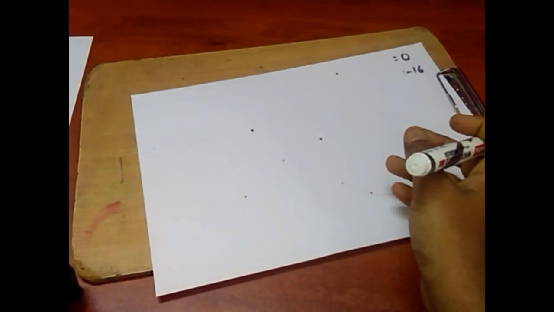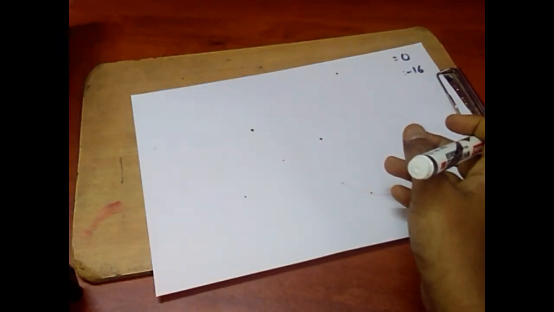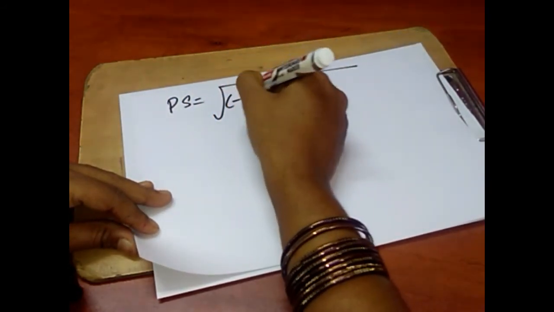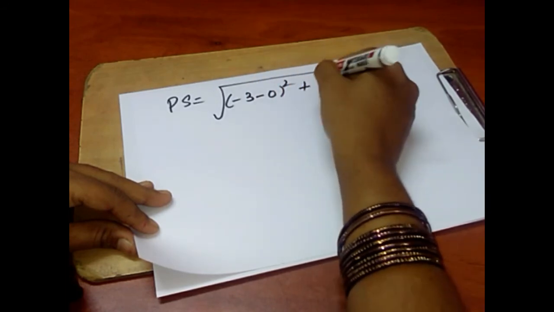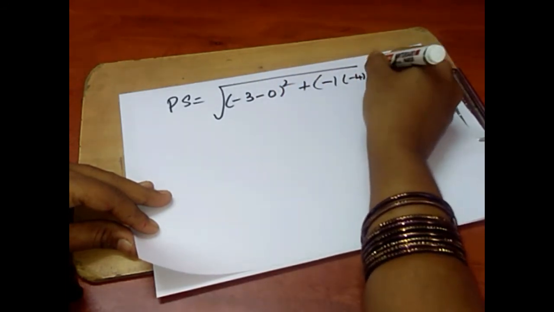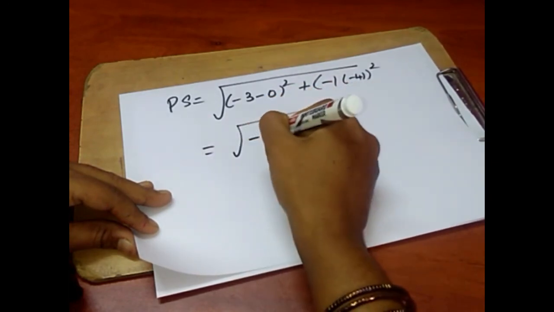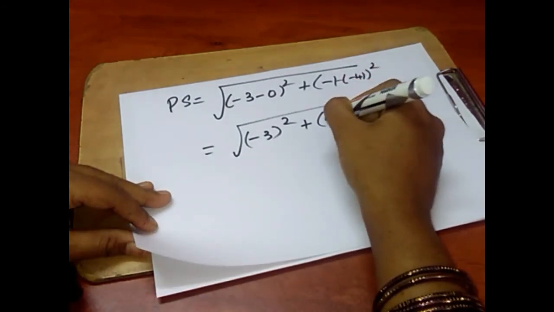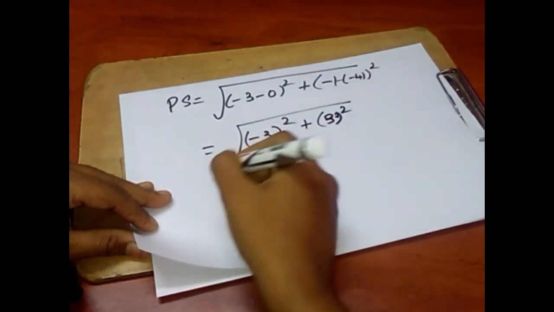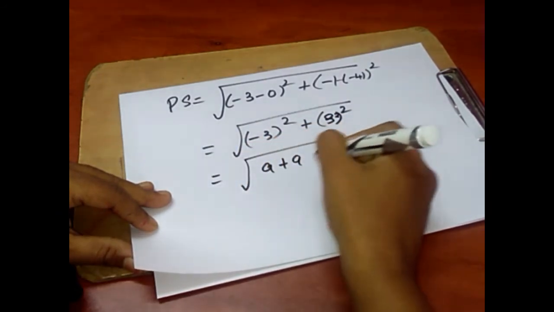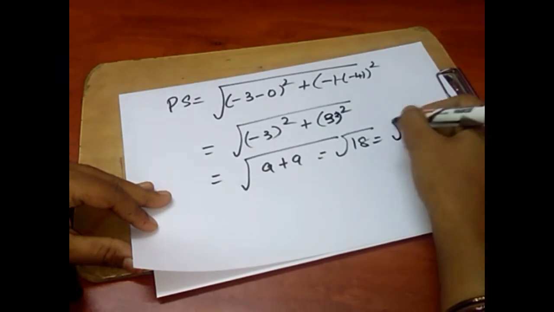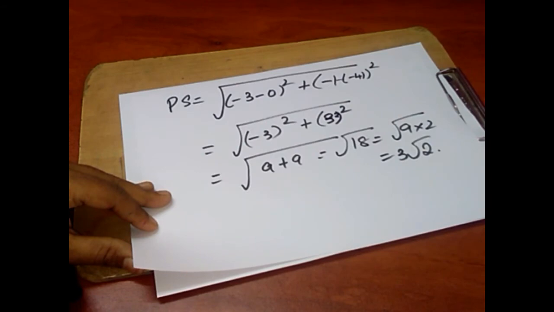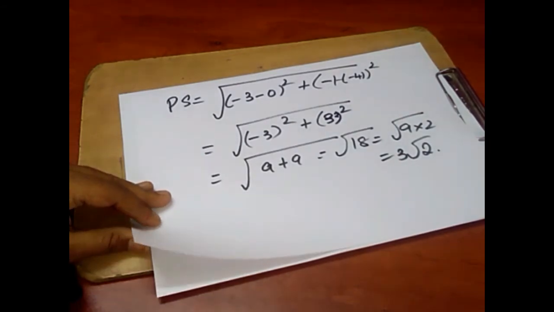In a similar manner, children, calculate the remaining sides, that is PS. Square root of (x2 minus x1) whole square plus (y2 minus y1) whole square, minus 3 whole square plus minus into minus is plus, that is again 3 whole square. So this is 9 plus 9, square root of 18, 9 into 2, that is 3 root 2. So the fourth point, PS, is calculated as 3 root 2.